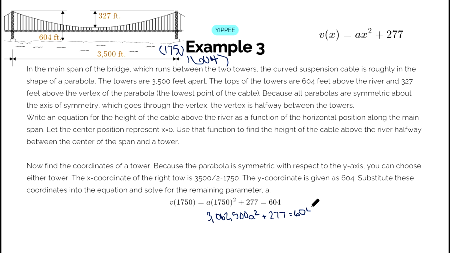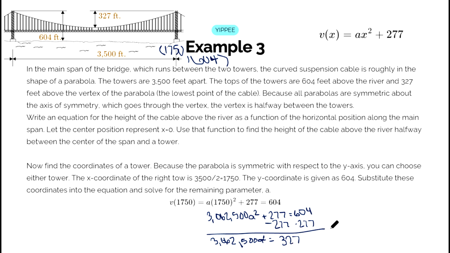Now we need to solve for a. So the first thing we need to do is get rid of this 277. Let's go minus 277, minus 277. That's going to leave us with 3,062,500 a squared is equal to 604 minus 277, which is 327.